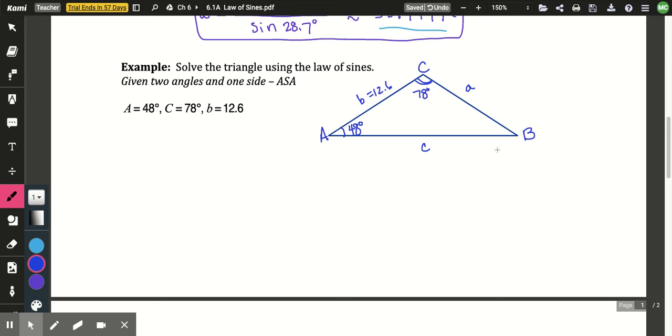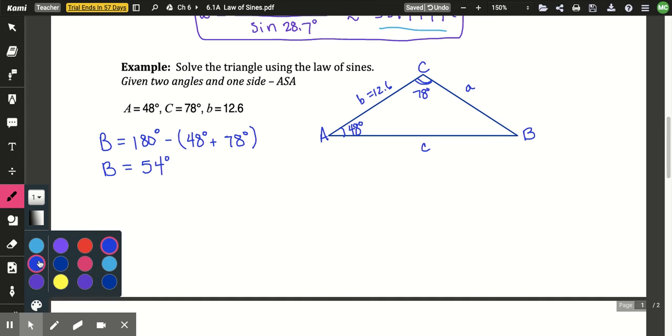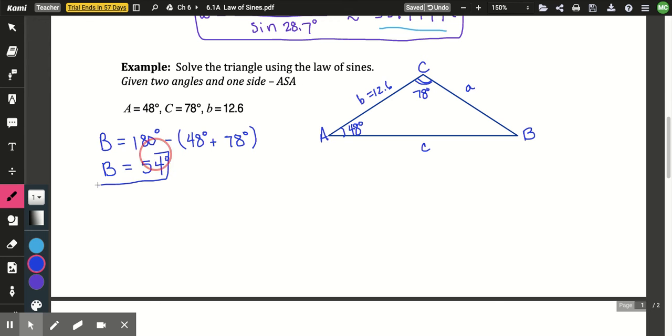Okay, so on this one, since I know two of the three angles, the first thing I'm going to find is the missing angle. So I'm going to find angle B first. And that would be 180 degrees minus the sum of the other two angles. That's 48 degrees plus 78 degrees. I could probably do that in my head, or I could use a calculator. So that would give me 54 degrees. All right, so there's one of my answers. I'm going to hang on to that so I don't lose it.